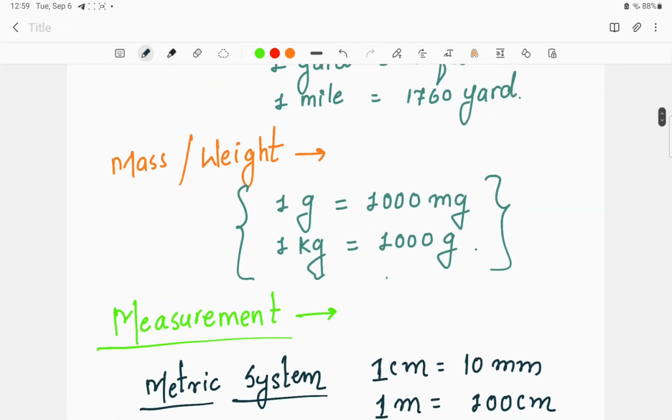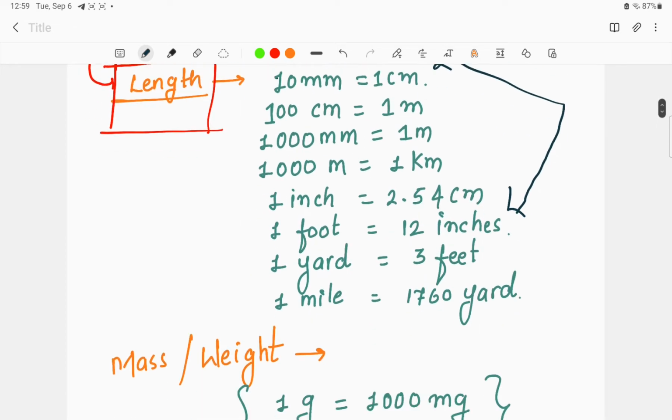Now moving on to mass and weight, what is the conversion, right? 1 gram is equivalent to 1000 milligrams and 1 kg is equivalent to 1000 grams. In 1 kg there are 1000 grams, right? When the question is asked, 1000 grams is equivalent to how many kgs, we must understand 1 kg. If the question is asked, 3000 grams is equivalent to how many kgs, we must understand it is equivalent to 3 kgs, right? So this is how we have to convert mass, weight or length. These are the measurement conversions.